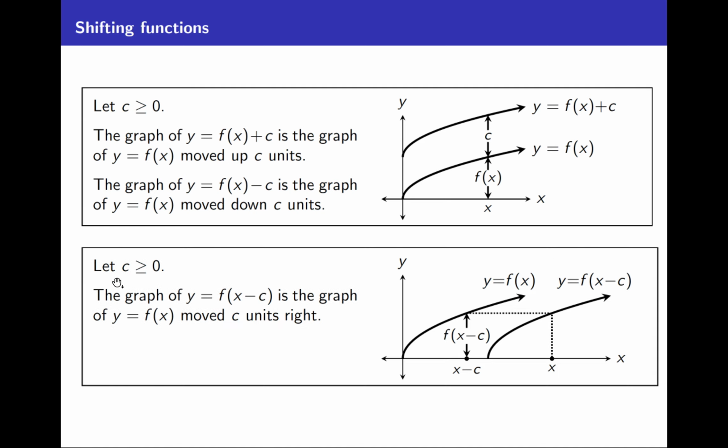So in summary, let c be greater than 0. The graph of y equals f of x minus c is the graph of f of x moved c units to the right. And also, as you've seen before, the graph of y equals f of x plus c is the graph of y equals f of x moved c units left.